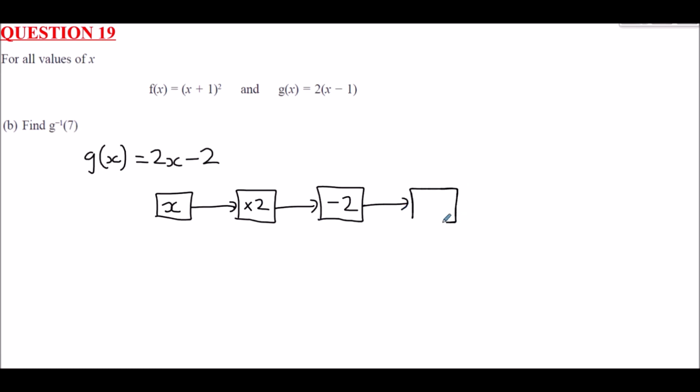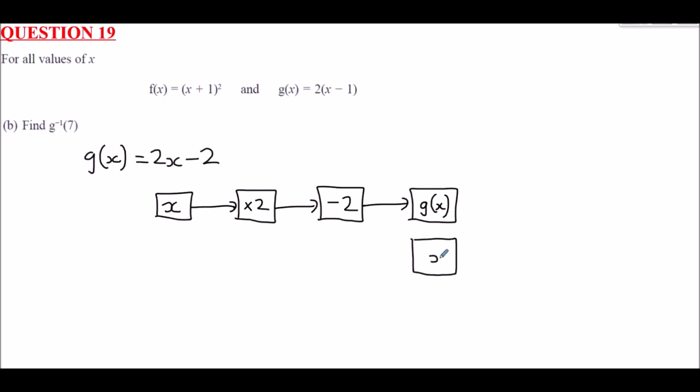So let's just run this by you. x multiplied by 2 gives us 2x. Then we minus off 2. So that gives us 2x minus 2, which is what g of x is. We can now rewind this to find out what the inverse function is. g minus 1 doesn't mean the reciprocal of g, it just means the inverse function of g of x.